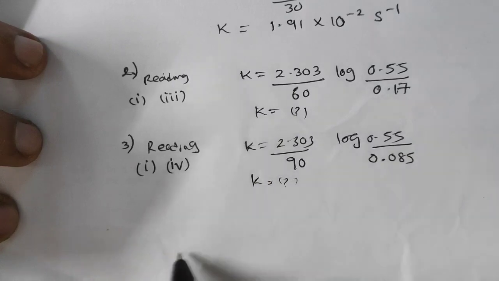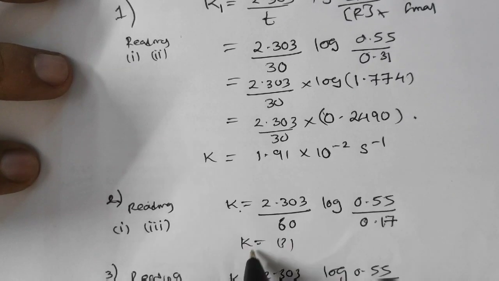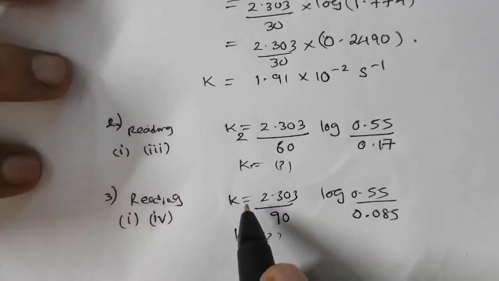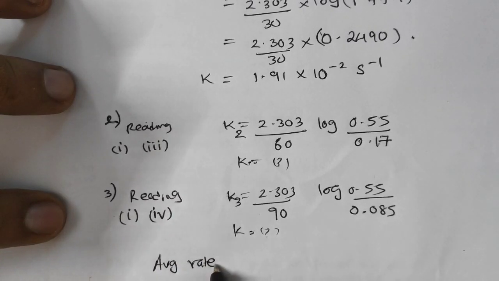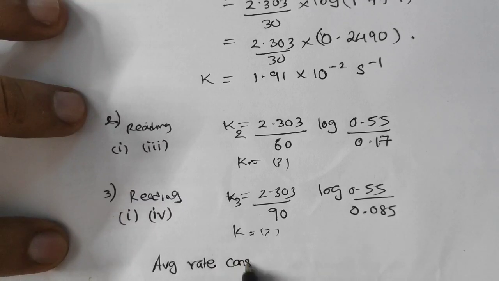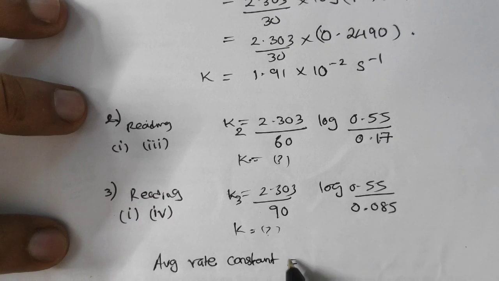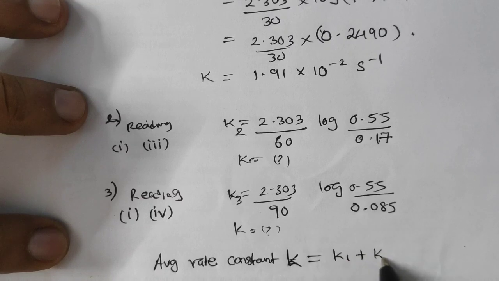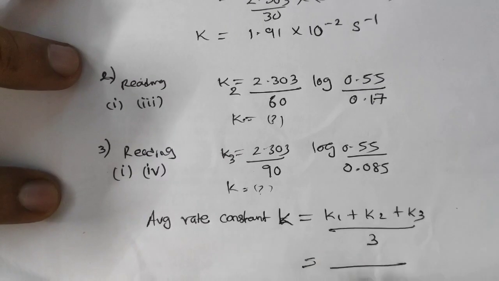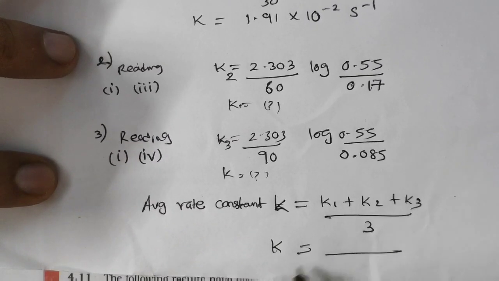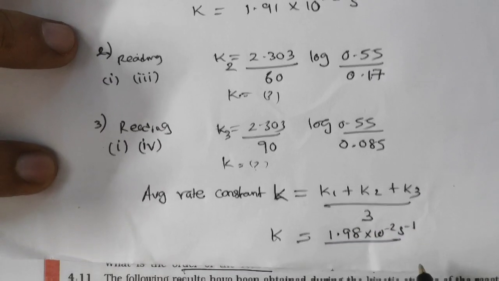So you calculate all of this, and at the end, after finding the values for K, suppose I take this as K1, this as K2, and this as K3, right? What to do? The average rate constant, or average value of K, will be K1 plus K2 plus K3 divided by 3, and let me know what the answer will be. Clear? The answer you must get is 1.98 into 10 raised to minus 2 second inverse.